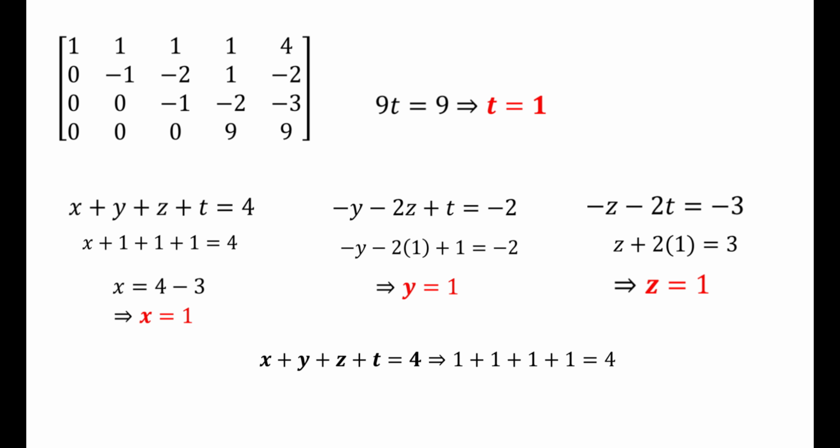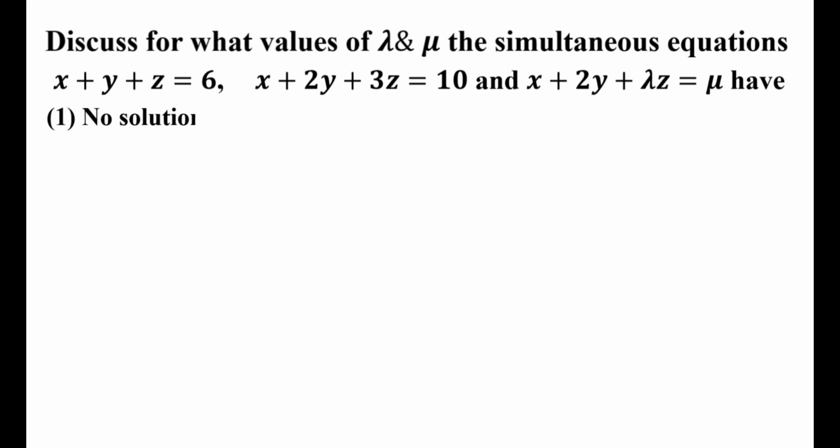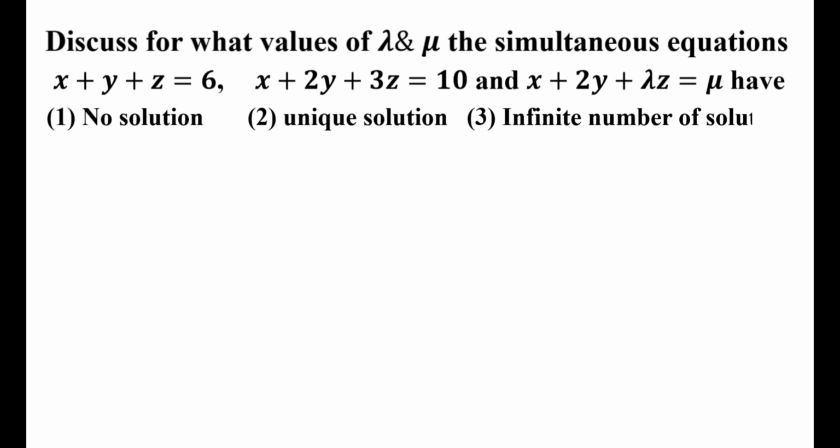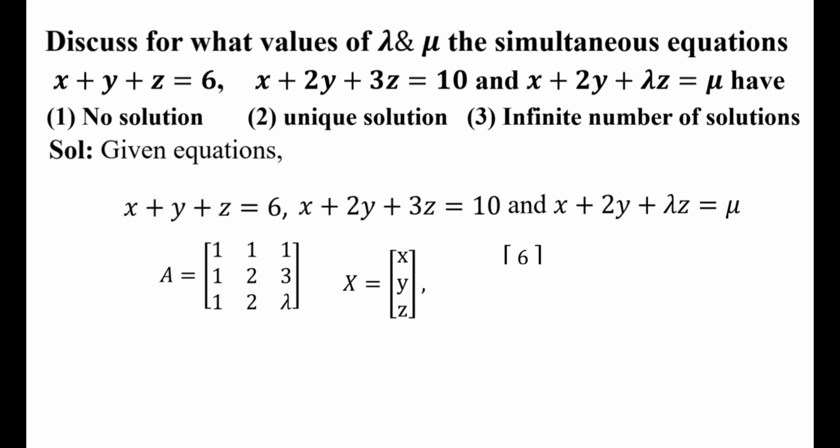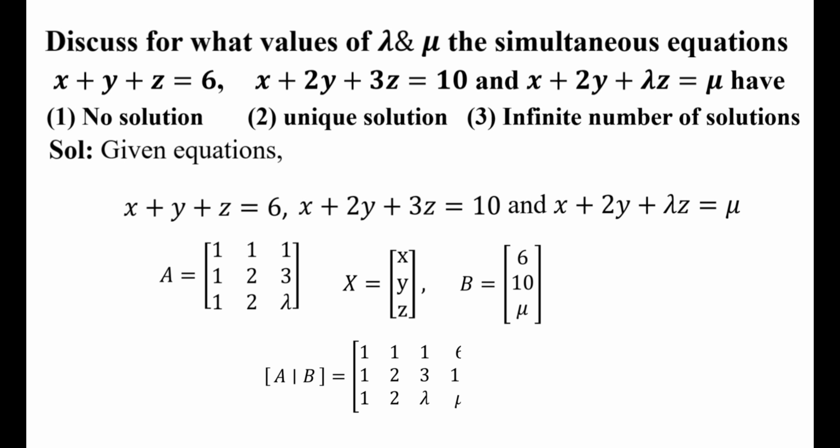Moving on to the next problem, discuss for what values of lambda and mu the simultaneous equations have no solution, unique solution, and infinite number of solutions. Again, we'll start by writing the coefficient matrix A, which contains all the coefficients of the unknowns. Next, we'll write the column matrix X, which contains the unknowns x, y, z. Next, matrix B will be written, which has the constants from the right hand side. Now we'll combine matrix A and matrix B to form the augmented matrix.